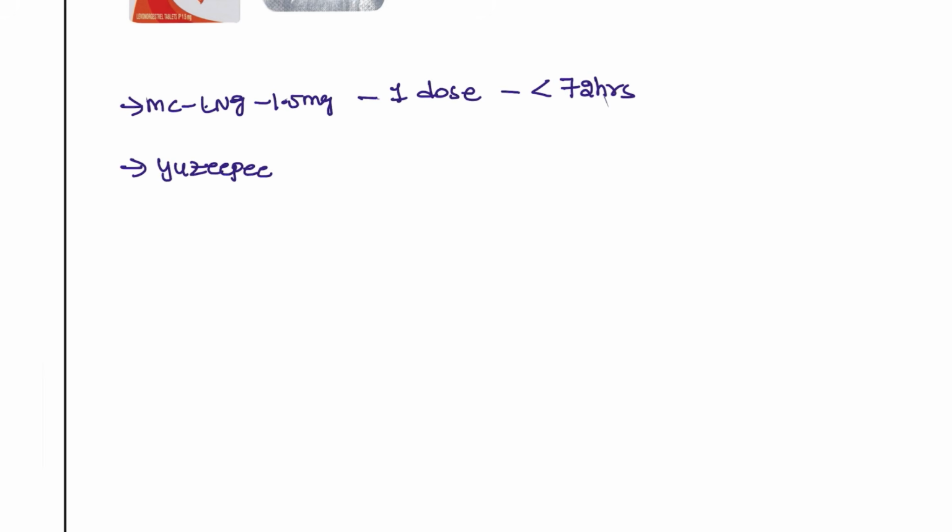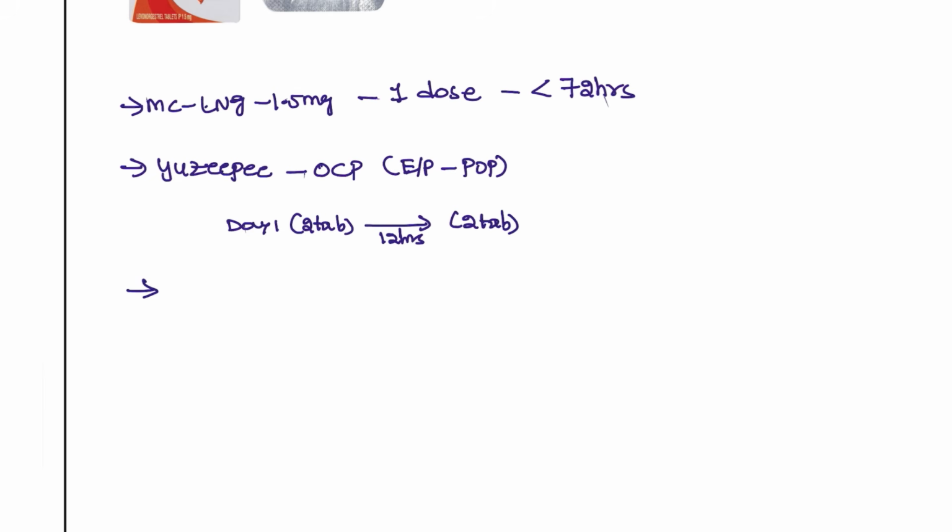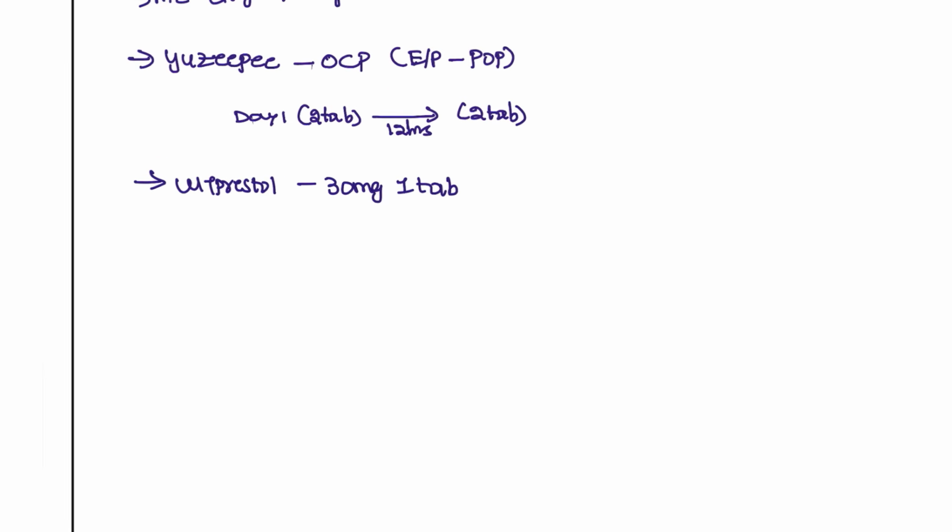Next, you have the Yuzpe method. In the Yuzpe method, they use the OCPs, oral contraceptive pills. It could be estrogen and progesterone, or it could be progesterone only pills also you can use. How are you going to take? On day one, you are going to take 2 tablets, okay, followed by a 12 hours gap, the second dosage, again 2 tabs will be taken. This is how the Yuzpe method is done. Next, another method is ulipristal, and this is 30 mg. 1 tab is taken for this patient. Again, this is also 72 hours.